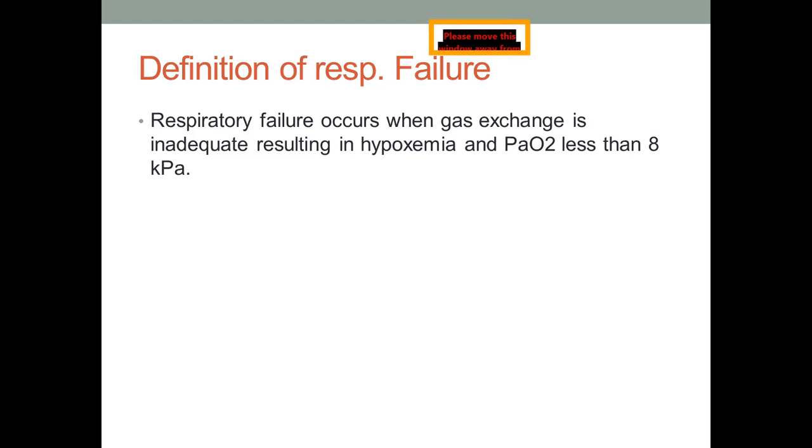So, for definition of respiratory failure, arterial blood gases is a must. Without doing ABGs, one cannot say that this is respiratory failure. One can predict respiratory failure, but cannot say confidently that this is respiratory failure. So arterial blood gases is important, and you should know the interpretation of ABGs as well.